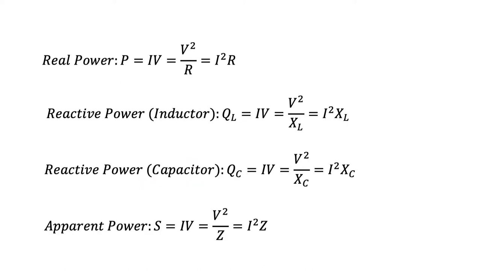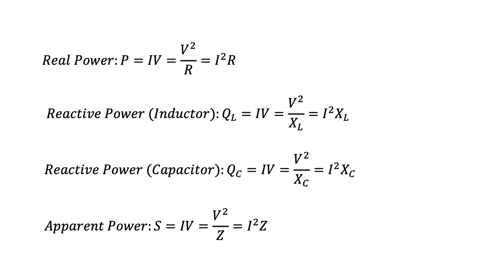We can now summarize power in AC circuits. For real power, we have the following expression. For reactive power in a pure inductor, we also have the following expression. For reactive power in a pure capacitor, we again have the following expression. Typically, the real power has units of watts, and the reactive power has units of volt amperes.